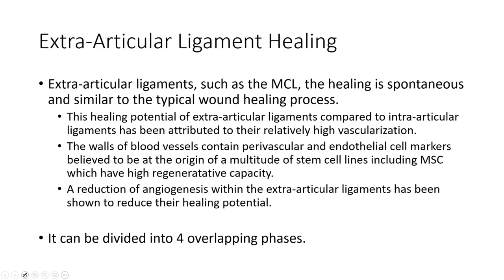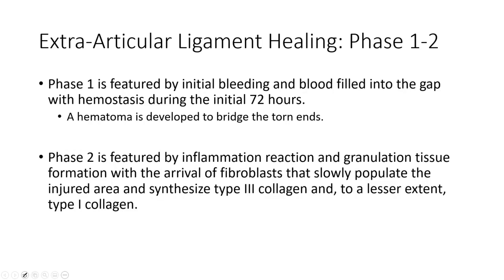And like the skin injuries and other organ injuries that we talked about earlier, there is a phase model of extra-articular ligament healing. It looks very similar, but we'll talk about it. There are 4 general phases. Phase 1 is initial bleeding, blood filling the gap, hemostasis occurring initially. A hematoma develops to bridge where the torn ends are.